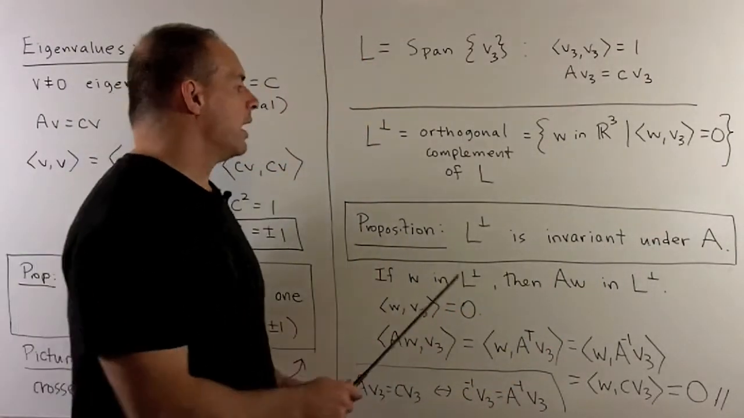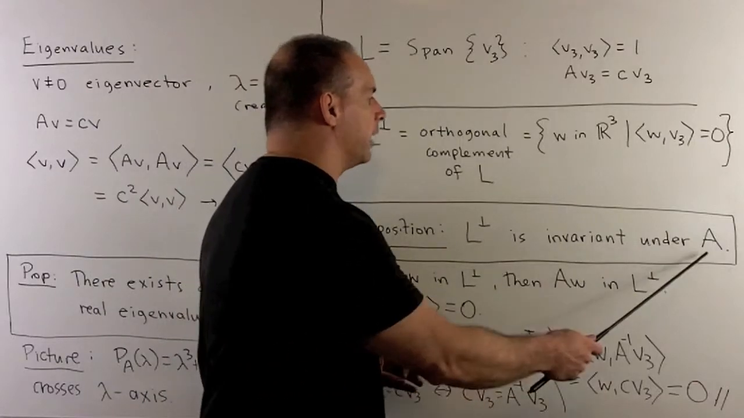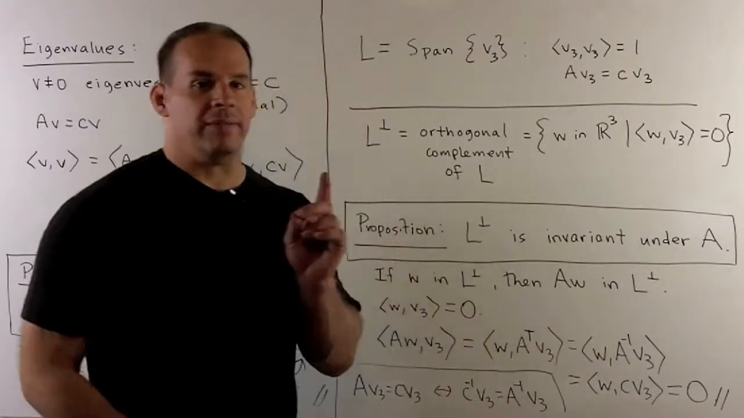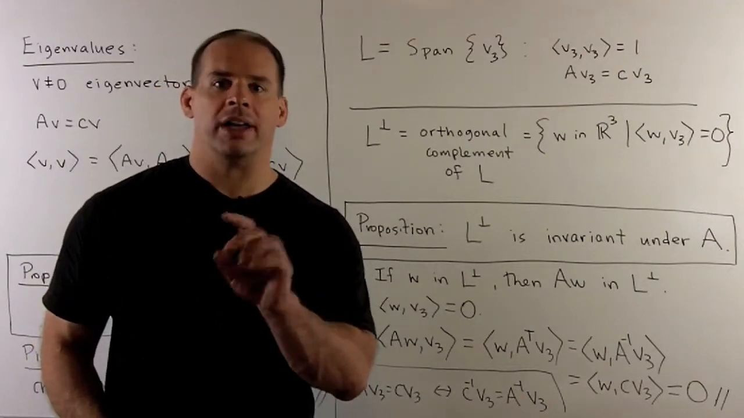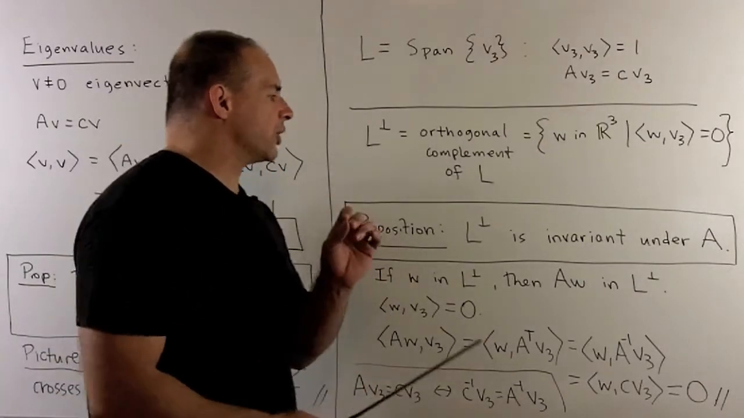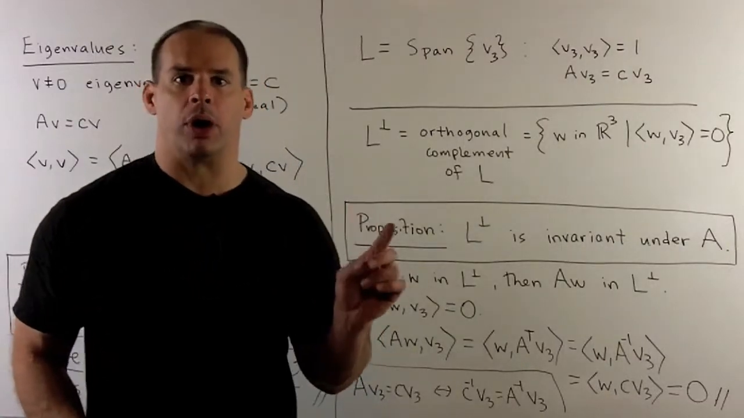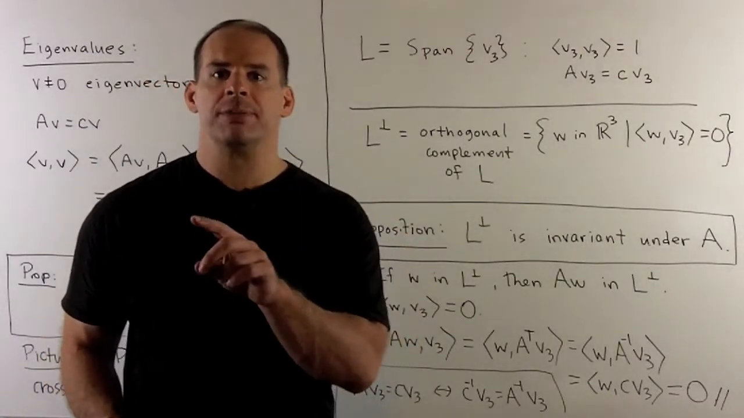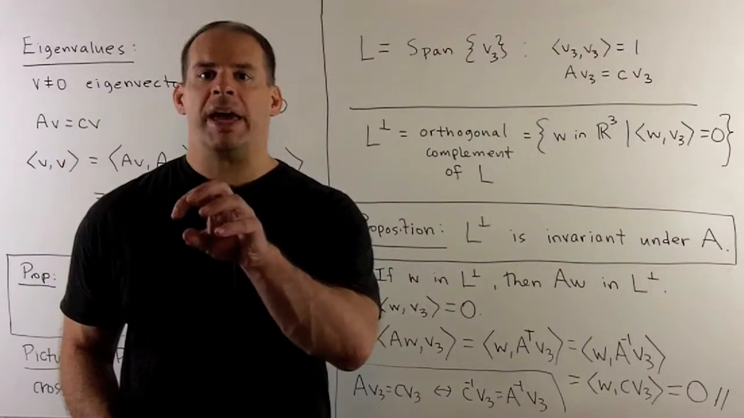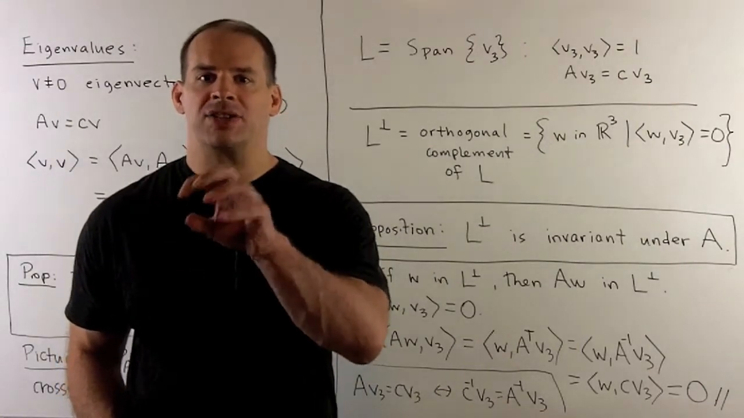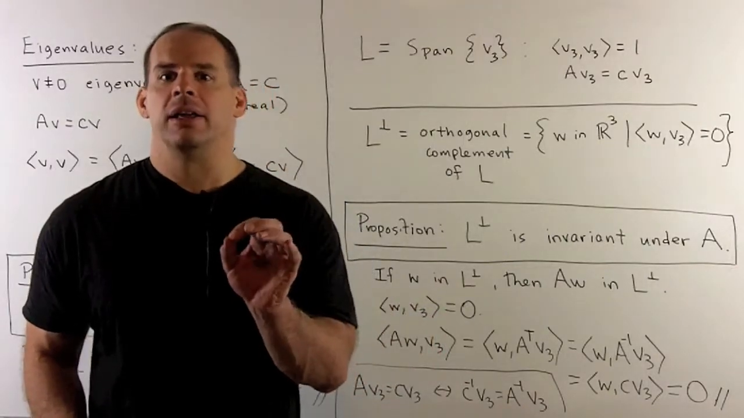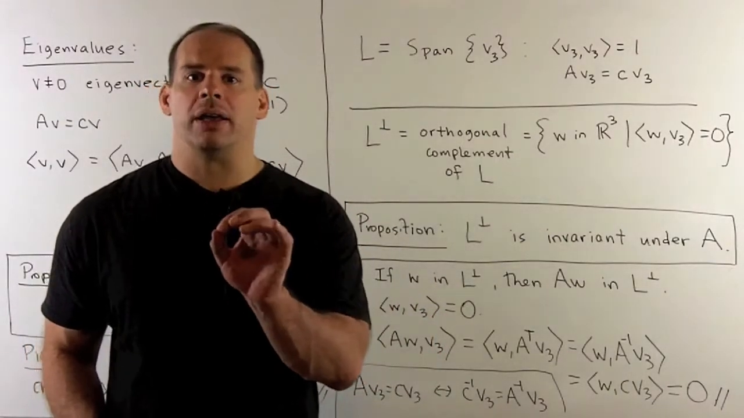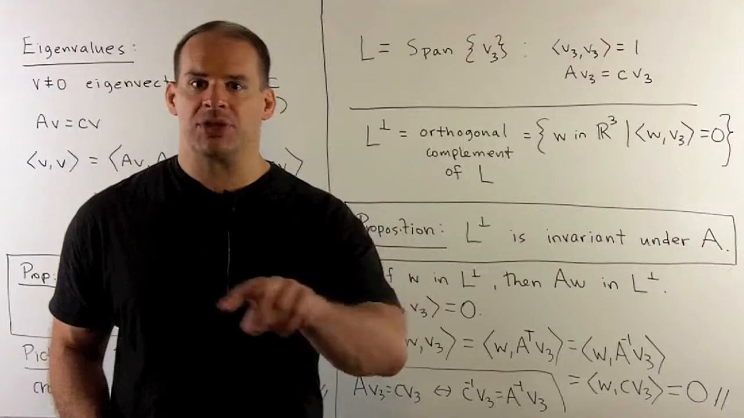Proposition, L perp is invariant under A. What does invariant mean? If I take any vector in L perp, then A is going to carry that vector back into L perp. So invariant just means we're going to take our subspace, apply A, and then that subspace just maps back to itself. So invariant is the condition that we want if I want to restrict A to some subspace.